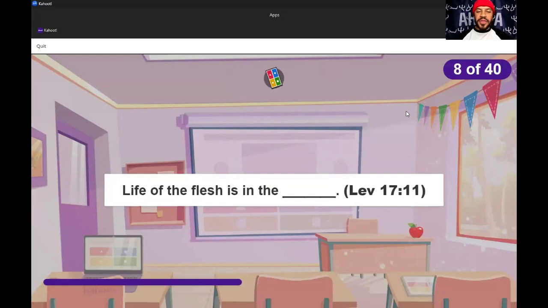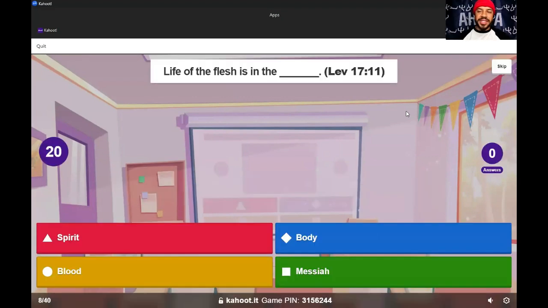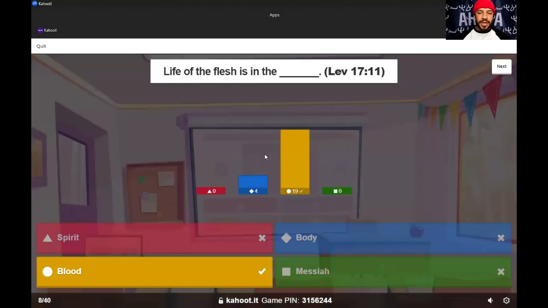Here we go. Life of the flesh is in the blank. This verse is Leviticus 17:11. Is it spirit red, body blue, blood yellow, green Messiah? The life of the flesh is in the blank. 6, 5, 4. Blood. Yes, blood is in the body, but that is not the verse, okay? This isn't anatomy, right? This is talking about the spiritual. And let's go and finish that verse. Leviticus 17:11.